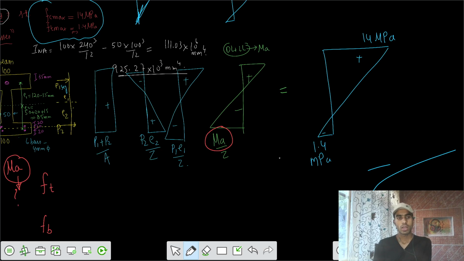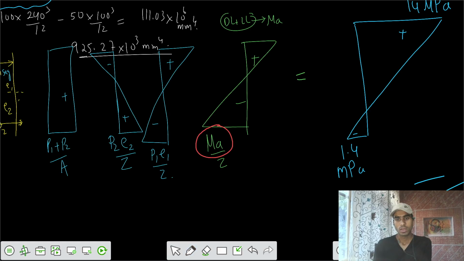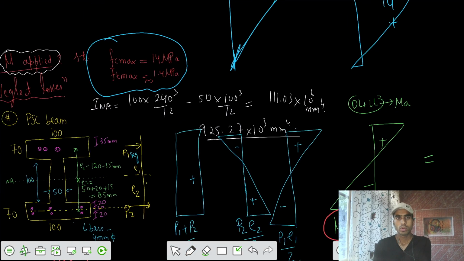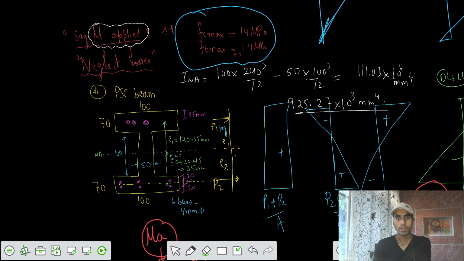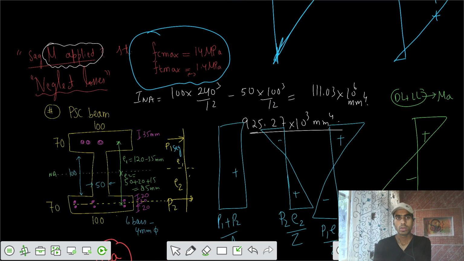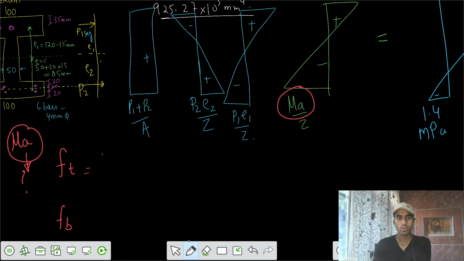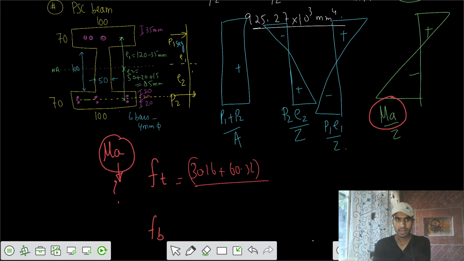So let's try to calculate from one of the equations. I would say F top is equal to P1 plus P2. So substitute the values of P1 and P2, where one value is 30.16 and the second value is 60.32, divided by the area of the concrete section. The area of the concrete section we can directly solve now.